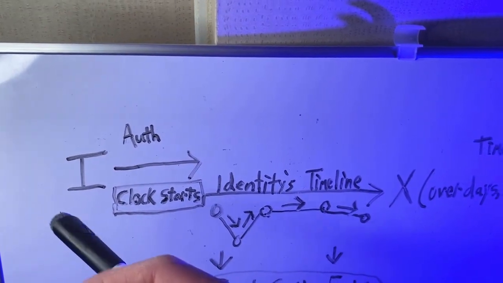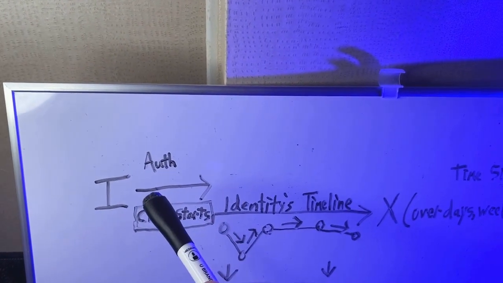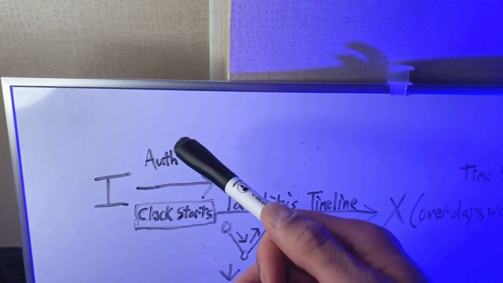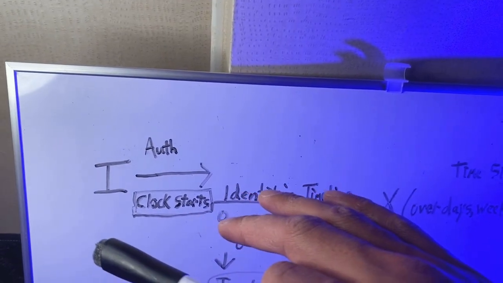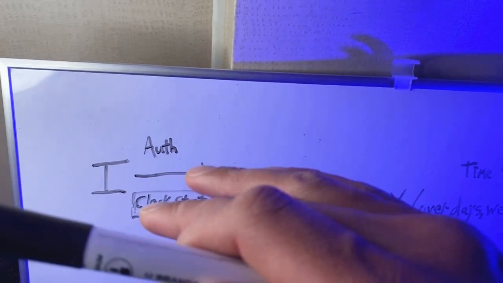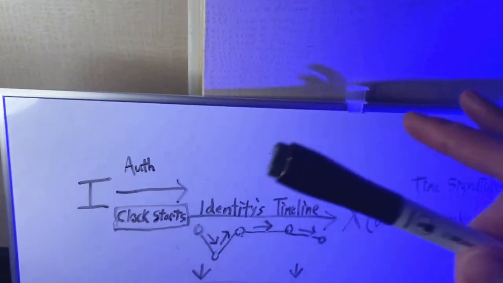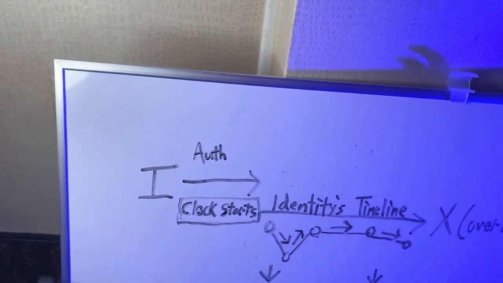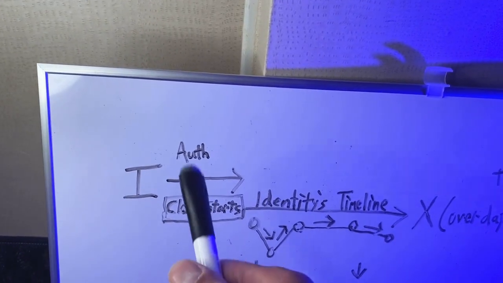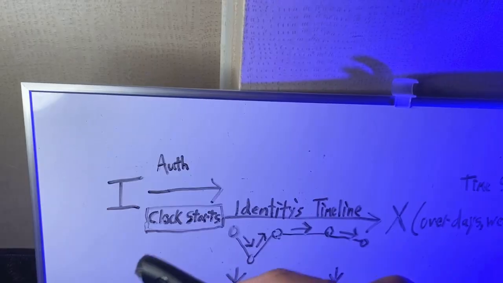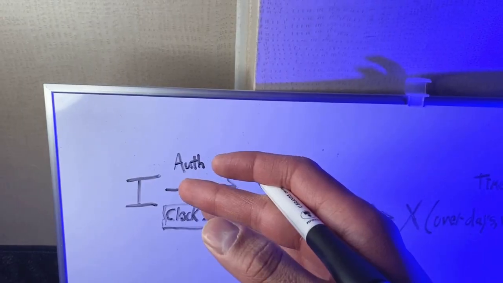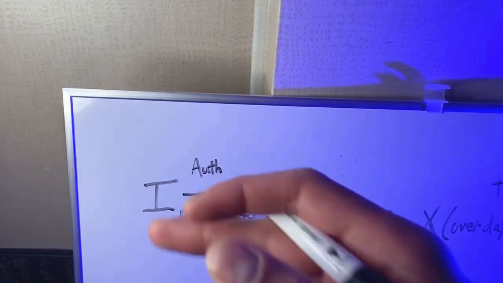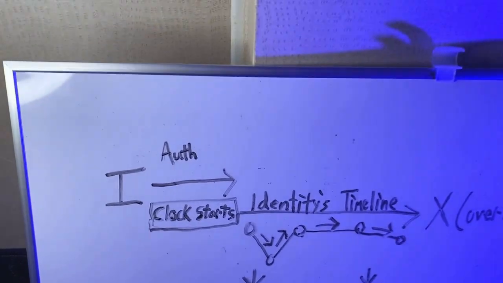So I, standing for identity, at the beginning of any session, there's authentication, right? That identity is going to authenticate into the environment, into the network. And in this scenario, since we're paying attention to time-based trust, right at the moment of authentication, the clock starts ticking. And we start paying attention to trust at that exact moment of authentication. That is when a timeline begins for that identity.